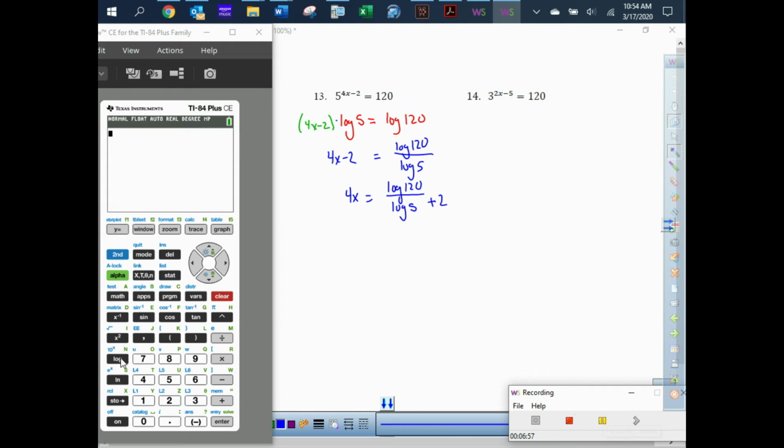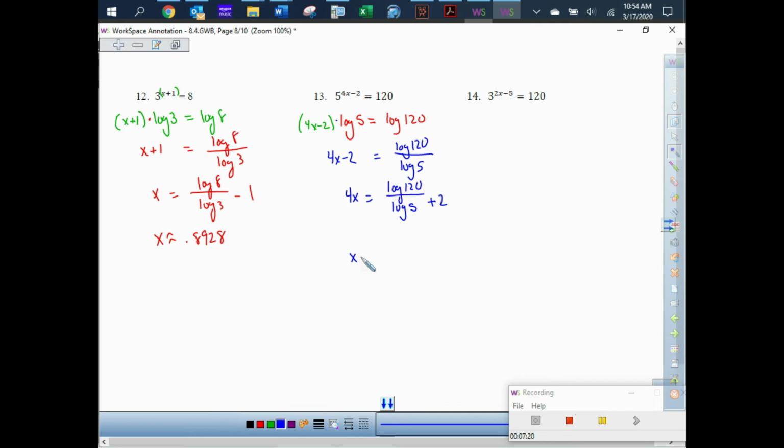Sorry for that. Let me punch this in now. Log of 120, close that argument, divided by the log of 5, close that argument. I'm going to hit equals. I'm going to add 2 to it. And then in this work, I don't want to write it all over 4 because it's not proper, but we know that to get x by itself, we just got to divide by 4 in that case.